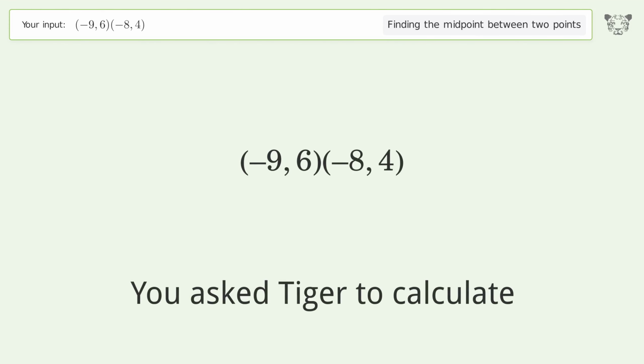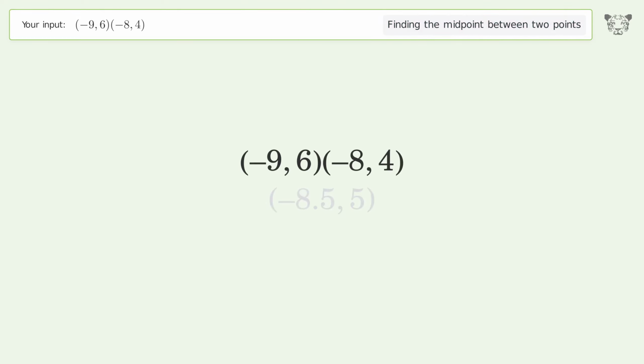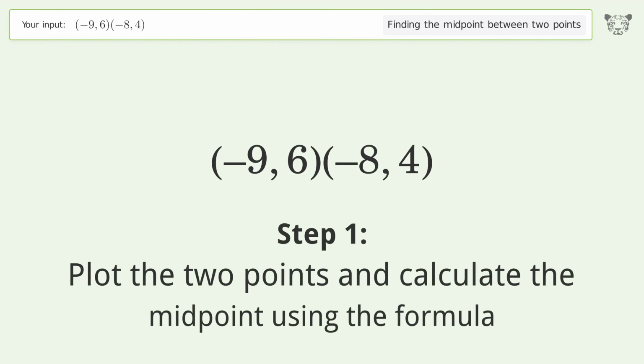You ask to calculate. This deals with finding the midpoint between 2 points. The midpoint between the 2 points is negative 8.5, 5. Let's solve it step by step. Plot the 2 points and calculate the midpoint using the formula.